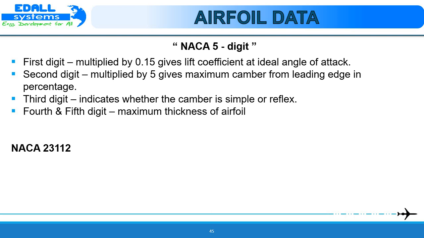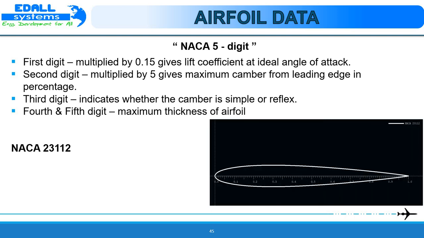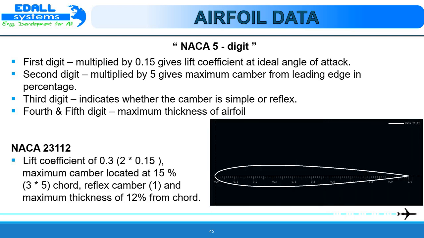The example is NACA 23112, which looks like this. The lift coefficient is 0.3. So the first digit 2 times 0.15 gives 0.3, which is the lift coefficient. Maximum camber is located at 15%, as we get from the second digit times 5 of the chord. Reflex camber is 1, and if it is a simple camber, then it will be 0. And the maximum thickness of 12% of the chord is given by the last two digits.